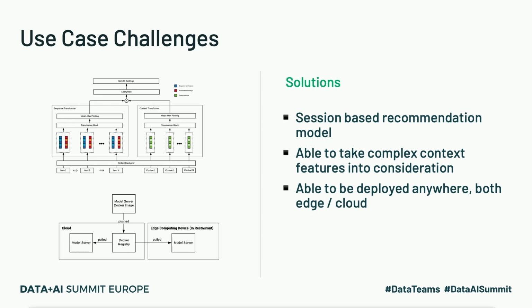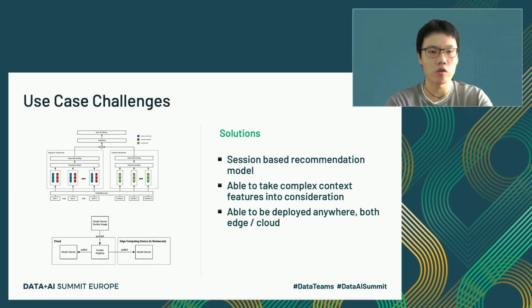So we break down the solution into two parts: the model part and the deployment architecture part. For the model part, given our unique use case, we think we need to develop a session-based recommendation model, because a session-based model is able to react to behavior during the same session. So it doesn't rely on the user identifier. It can even work without a user identifier. And our model also needs to be able to take complex context features into consideration. Without the user identifier, the only things the model has are the same-session behavior information and the context information, so it needs to be able to capture both of those.